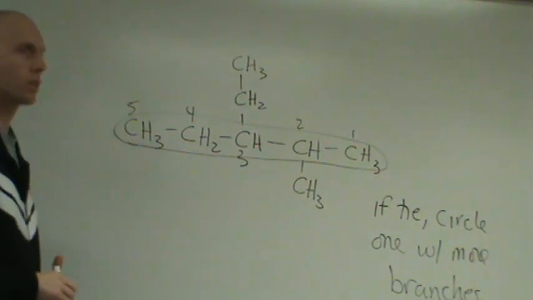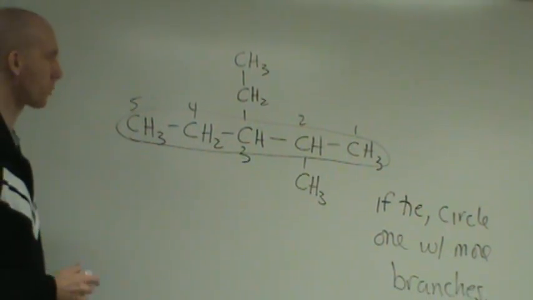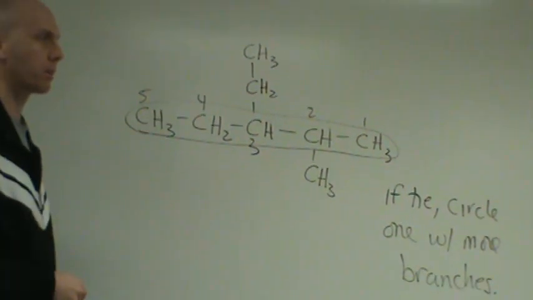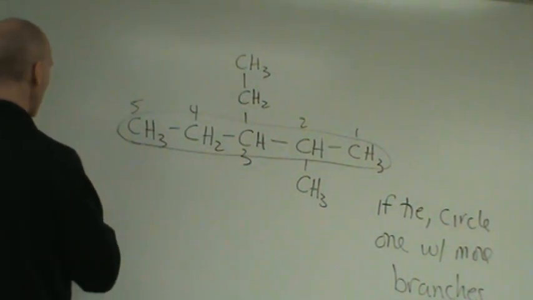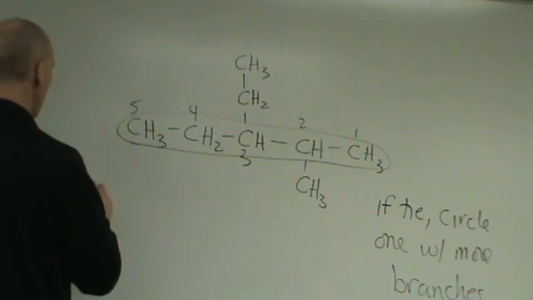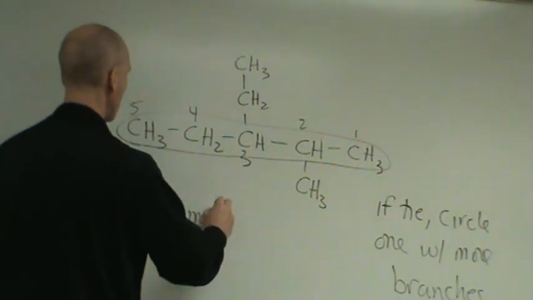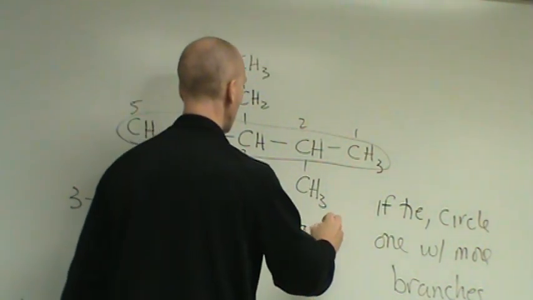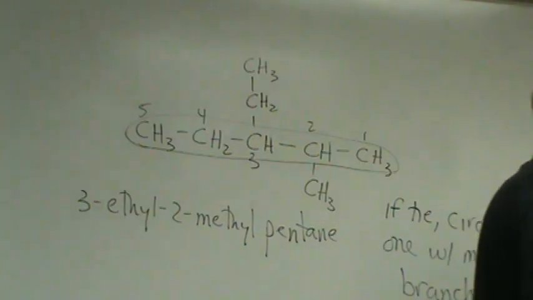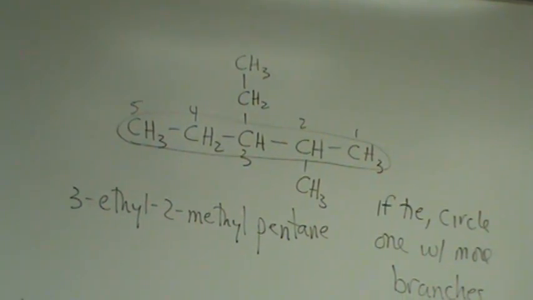So now we have everything set up and ready to go. It's 5 carbons for a parent chain of pentane. So let's put the groups in alphabetical order. So you have 3-ethyl, 2-methyl, and then pentane. Any questions on how we did that one?